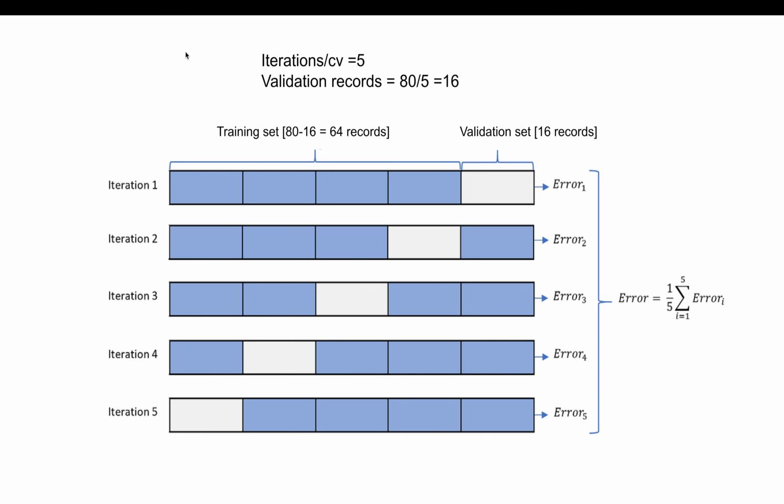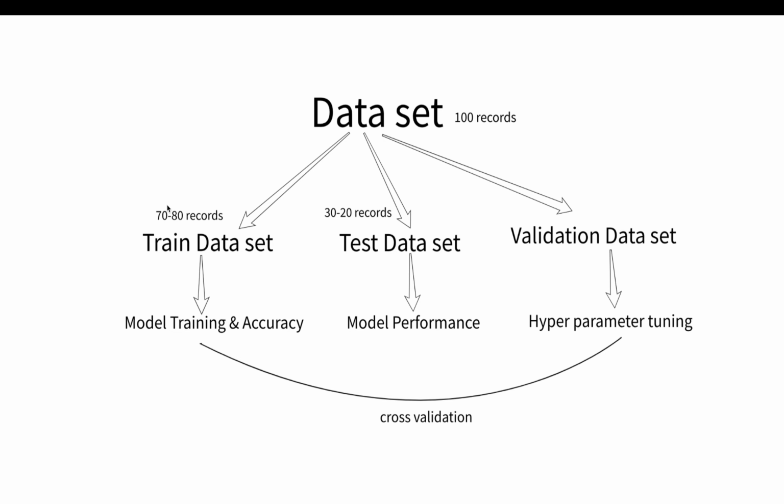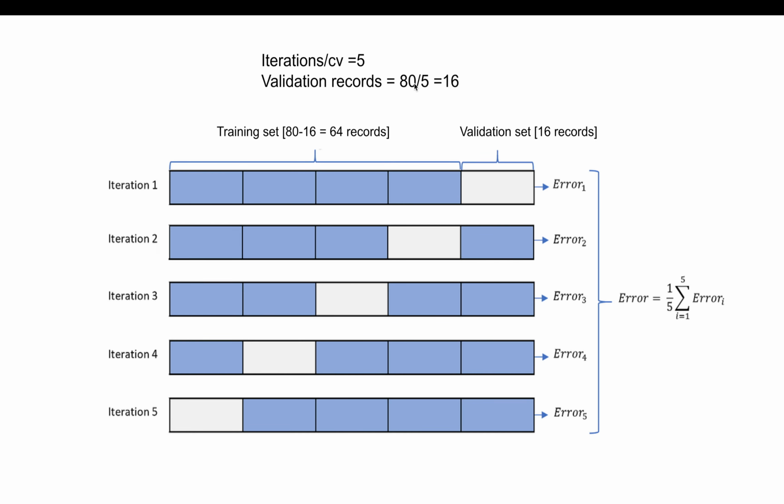So let's say you want to perform 5 iterations, or 5 cross validations. Whatever your data set is, let's say you are taking 80 records in your training data set, so you will say 80 by 5, right? So you will get the value as 16. This 16 is the number of validation data set records that you are going to use for the validation. So in the first iteration, 64 records you are going to use in your training data set, and 16 records in the validation data set.